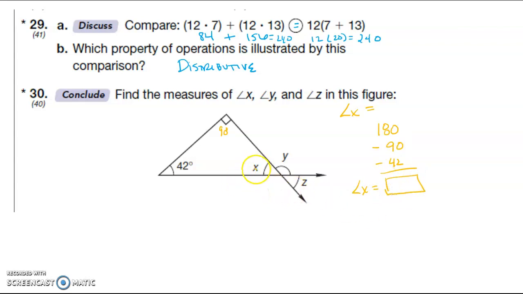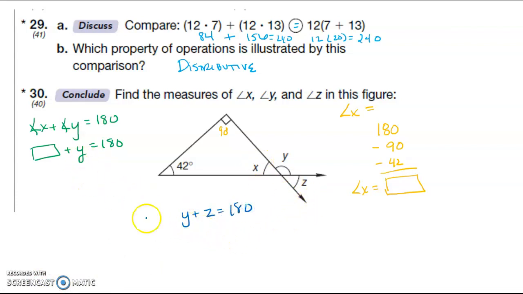Once I have x, let me change my colors here. I know that x plus y, and this is my little angle symbol if you're wondering what that is, is equal to 180 because it makes a line. So once I have whatever my x is, plus y is equal to 180, I'll subtract it from 180 to get y. And then lastly, I know that y plus z is equal to 180. That makes a line. Once I have y from over here plus z, I can subtract it from 180 and I'll get z.